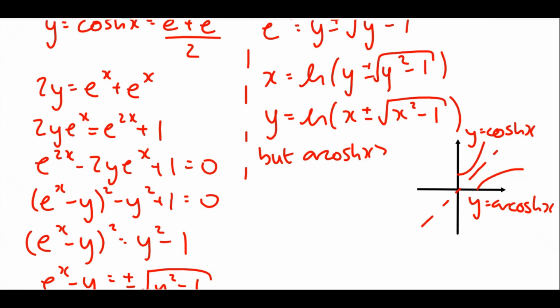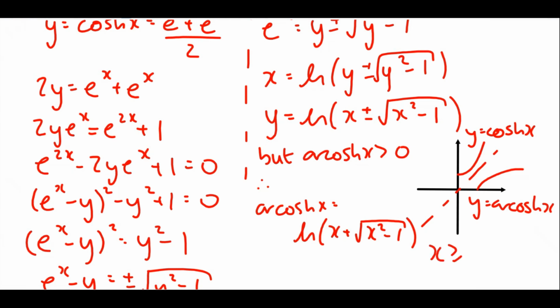Arcosh x is bigger than 0, so we want arcosh x equals ln of x plus root x squared minus 1. The minus would give you the bit underneath the x-axis, which we don't want, otherwise it wouldn't be an inverse function. And this is only true for x bigger than or equal to 1 from that square root there. Otherwise, you'd be square rooting a negative and getting complex.